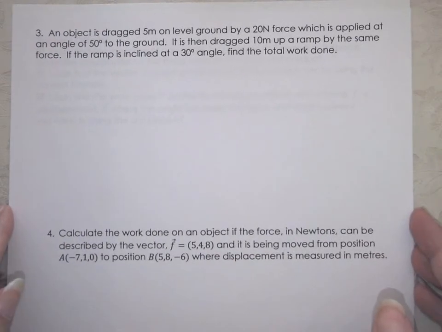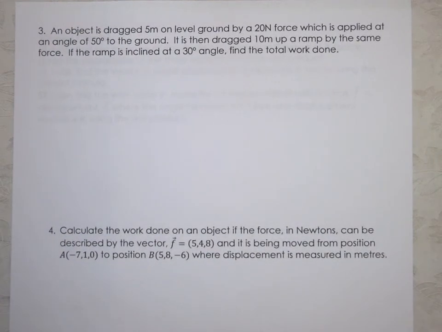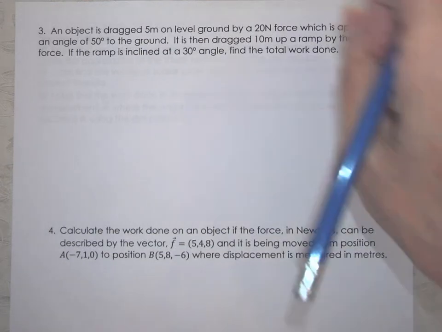An object is dragged 5 meters on level ground by a 20 Newton force which is applied at an angle of 50 degrees to the ground. It's then dragged 10 meters up a ramp by the same force. If the ramp is inclined at a 30-degree angle, find the total work done.